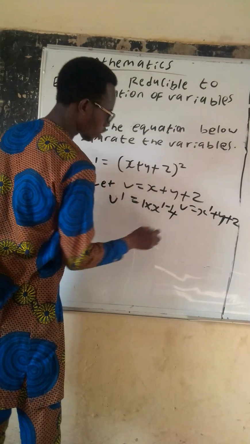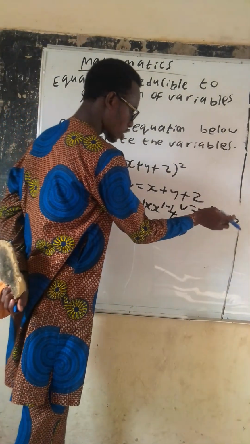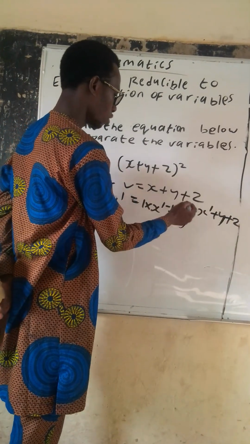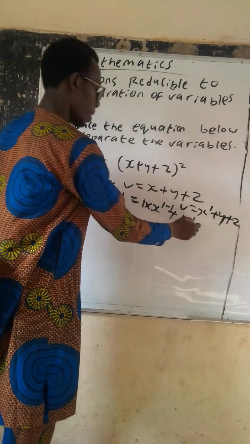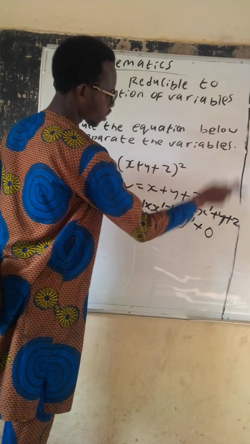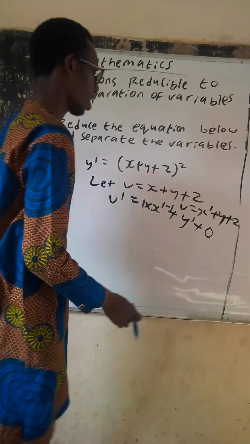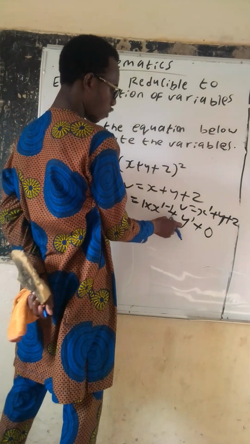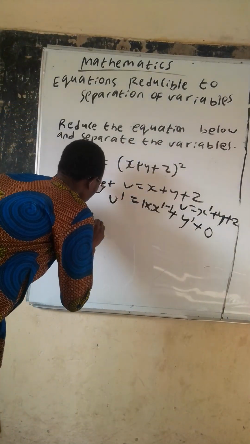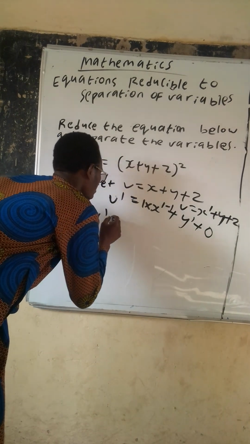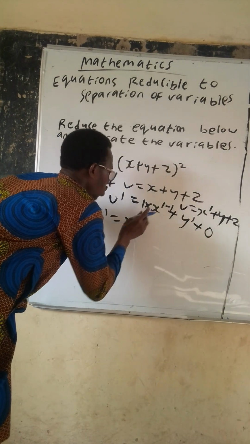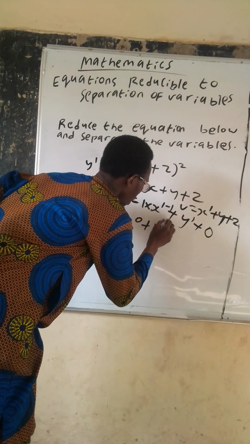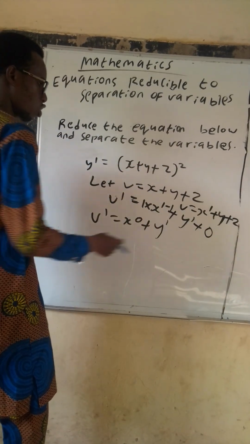Plus, since we are not differentiating v with respect to y, we are going to have the first derivative of y. Plus 0, because we are not differentiating with respect to z, so this is 0 automatically. But this one we are going to have the first derivative of y. So we have v prime equals 1 times x is x, 1 minus 1 is 0, plus the first derivative of y.